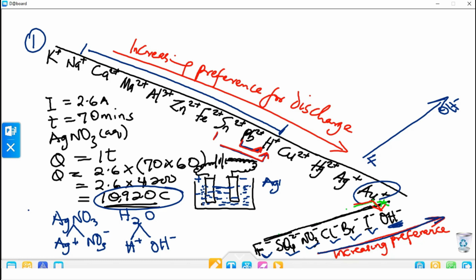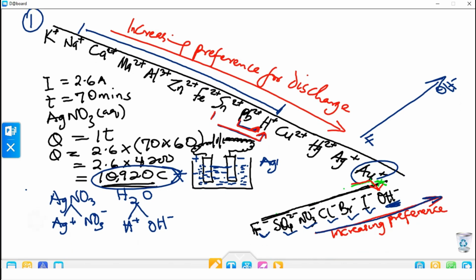So to go about knowing the mass of silver that will be deposited on the cathode is to first and foremost know the quantity of electricity that has gone into the solution. And the quantity of electricity that has gone into the solution is 10,920 coulombs. That is what we just calculated. Now, to go ahead to solve for the mass of silver that will be deposited is to know the equation for the silver nitrate dissociation. And that is what we did previously.